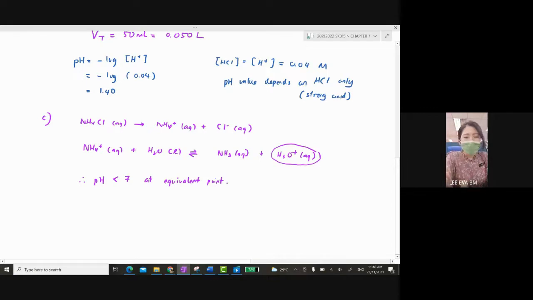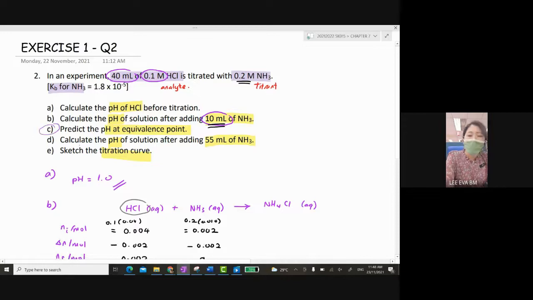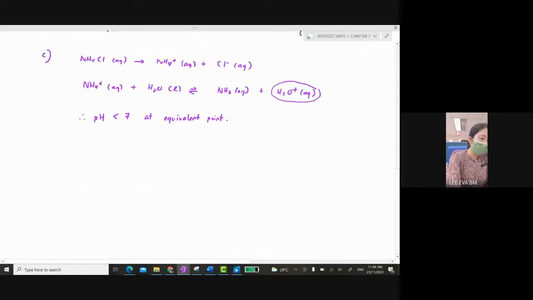Okay, remember that even though the question didn't ask for the volume at the equivalence point, because you want to sketch the titration curve, you need to calculate it. So we calculate it together in part C. Again the formula A over B: concentration of the acid 0.1, volume of the acid 40. What do I need to fill in at the bottom?